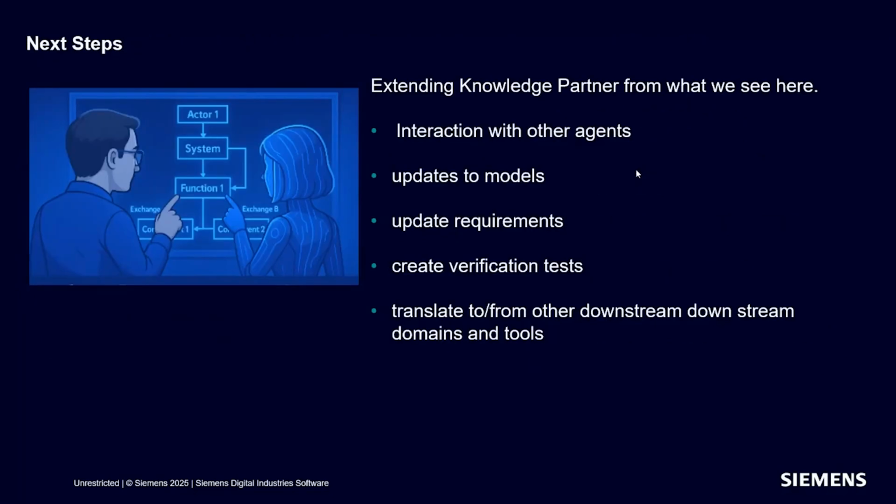Where I'm going from here, next steps: I'm going to continue to work and extend the knowledge partners. I'm very excited about having this knowledge partner interact with other agents, so I'm looking for agents to work with. I want to have it actually turn around and update the model. I could have it use a YAML representation to update the Pi Capella MBSE model. So if I'm doing a brainstorming session, when I'm more on the design side, I could do that. I can use it to update requirements. Again, I could have tools that go to requirements tools and update requirements from what I've created. I can create verification tests, and of course, always translate to downstream tools.